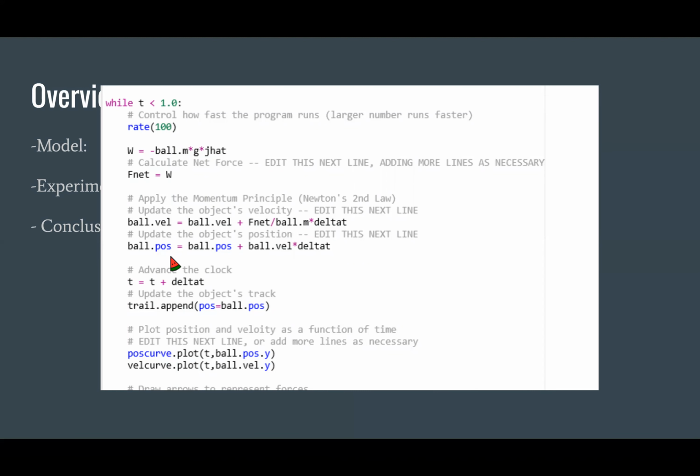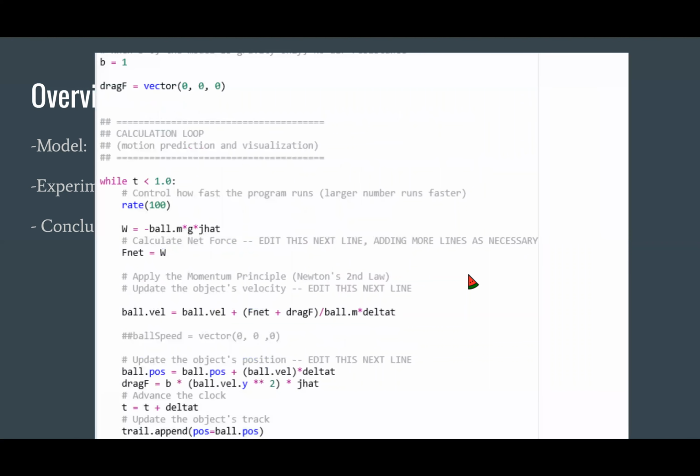And as I mentioned before, the position function is equal to the initial position plus velocity final times delta t. And for the second computational model, we know that we have a drag force, so we only add the drag force here in our velocity function. And for the drag force, we need to get the speed of our ball. Since the ball is falling downward, you can only get the y component of the ball and square it. And b is our constant.